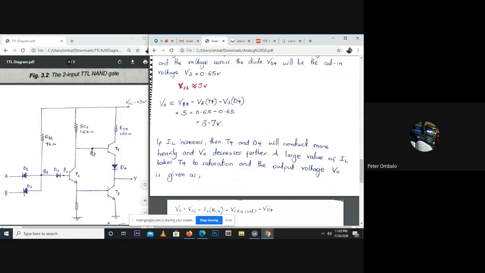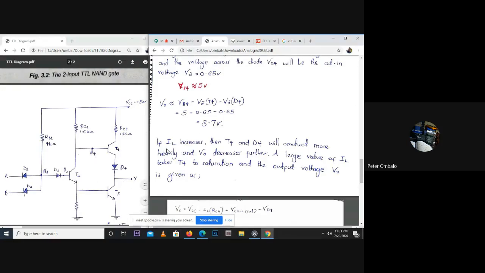So VB4 minus 0.65 volts, the cut-in voltage at the transistor, and 0.65 volts, the drop at the diode. So in a case where there's no load at Y, the reading at Y is going to be 3.7 volts.